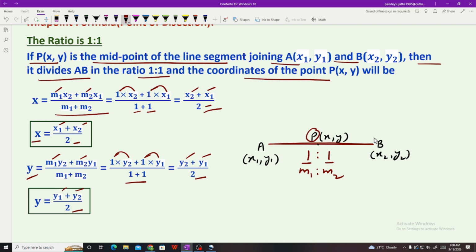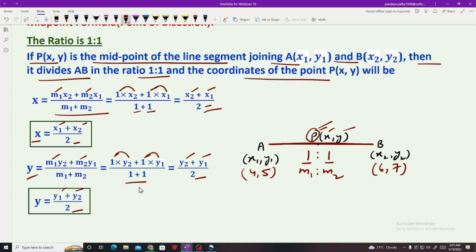So let's take an example. If I take A coordinate as 4, 5, and the B coordinate as 6, 7, and we need to find the coordinates of this point P, that is the x coordinate and y coordinate, and it is given in the question that P is the midpoint of this line segment AB.